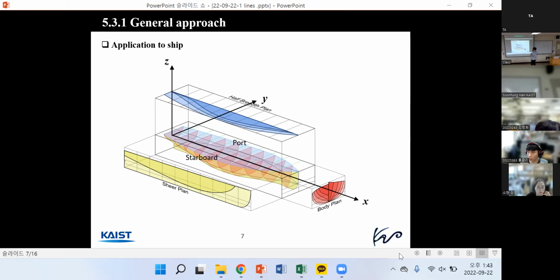In a similar way, if we cut the shape along the z-axis, we get the blue contours, and the superimposed blue contours are the half-breadth plan. It will be explained in more detail later. Finally, if we cut the shape along the y direction, we get many yellow contours, and the superimposed yellow contours are the sheer plan. It will be explained later.